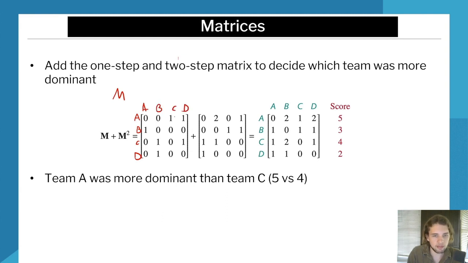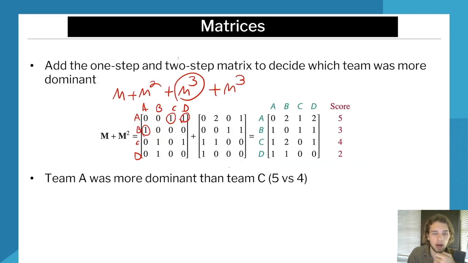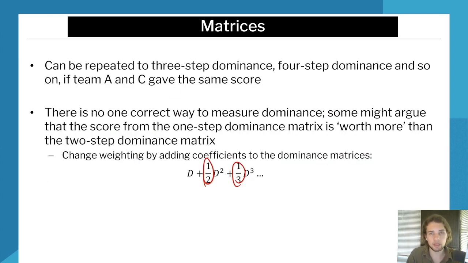That means A defeated C once and defeated D once, B defeated A once. And then you're able to add different powers because you can keep going further and it will keep adding more. The problem is as you go up, it'll get exponentially more valuable. So you tend to add arbitrary coefficients to the front of the higher power matrices, but it is completely arbitrary.